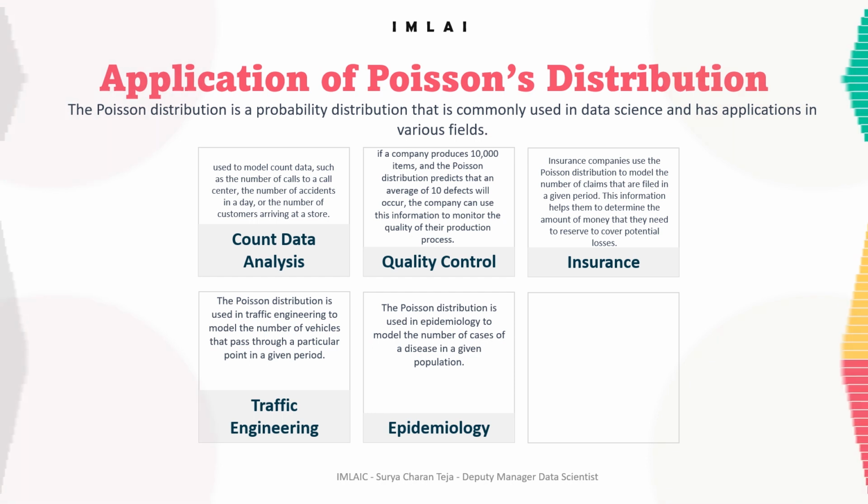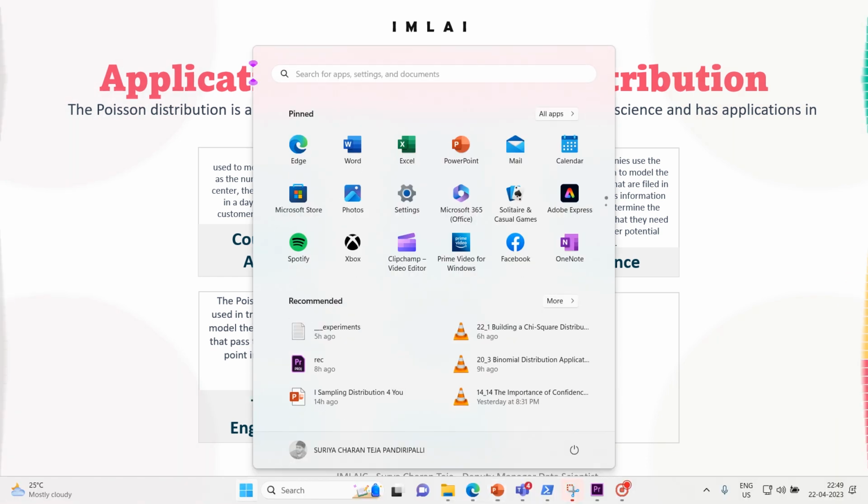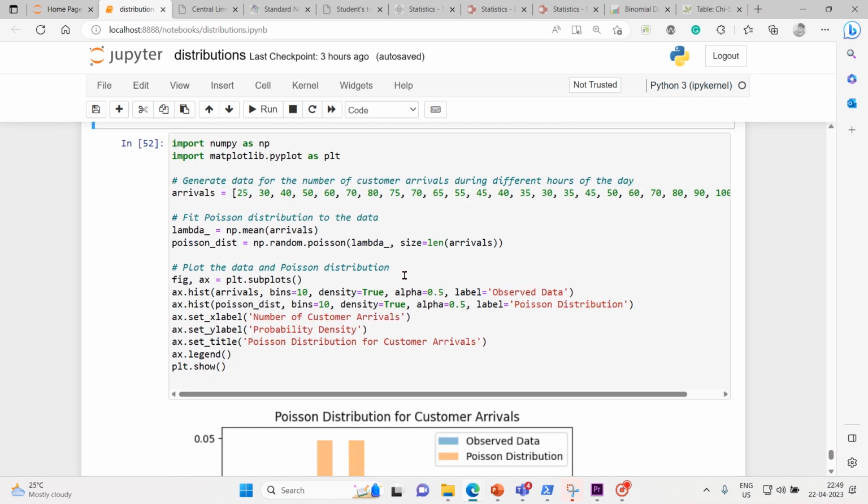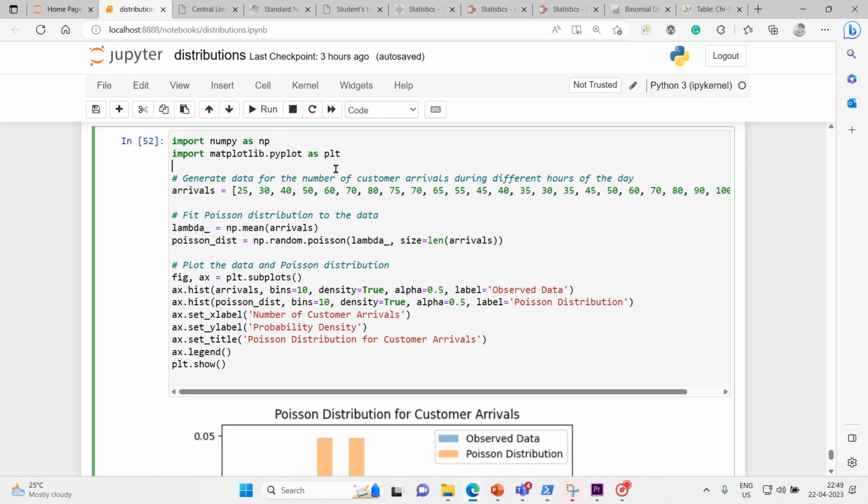So let's look into one more example. I have coded this. I have written the code because I don't want you to take a lot of your time. So this is the example using the Poisson distribution to model the number of customer arrivals at a bank during different hours of the day. Basically, any data scientist who is working with a fintech company or a bank, this one would be very useful. The Poisson distribution will be useful for you.